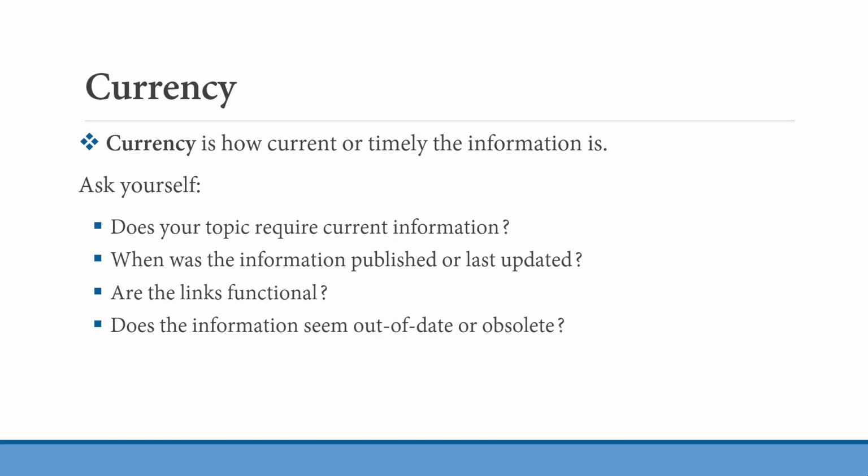Currency is how current or timely the information is. If you're working in a field where information changes rapidly, such as technology or science, it is especially important to have up-to-date current information. Ask yourself, does your topic require current information? When was the information published or last updated? Are the links functional? Does the information seem out of date or obsolete?